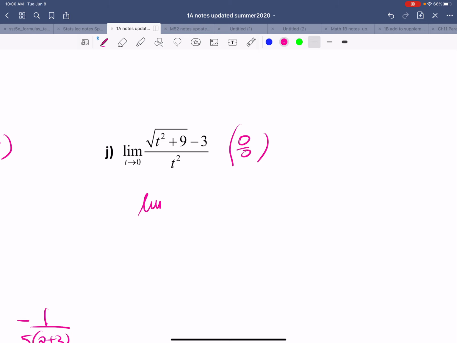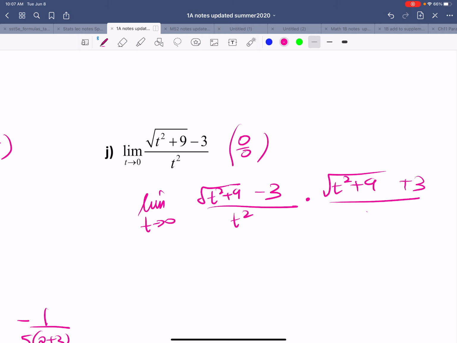We're going to take the limit as t approaches 0. We're going to rationalize the numerator. Square root of t squared plus 9 minus 3 over t squared, times square root of t squared plus 9 plus 3, the conjugate. Multiply the numerator and denominator by the conjugate. As long as you multiply both numerator and denominator, you are okay, you're fine.